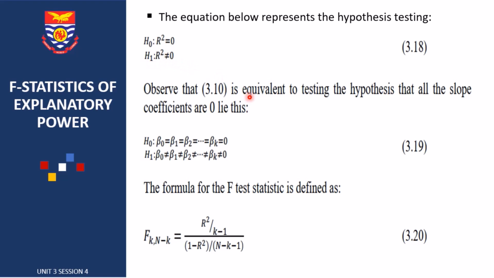You can observe that equation 3.18 is equivalent to testing the hypothesis that all the slope coefficients are 0. So equation 3.19 is testing whether the slope coefficients or the parameters, that is b1, b2, b3, are significantly equal to 0 or they are not. So the null is simply saying that they are, and the alternative is saying otherwise. The formula for the F test statistic is defined as in equation 3.20.